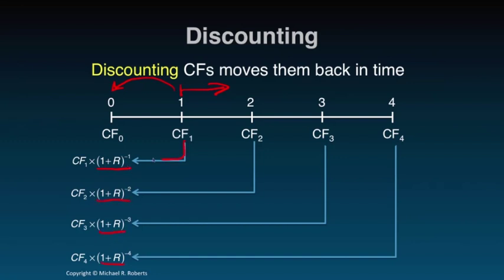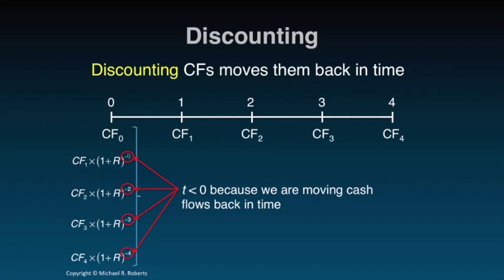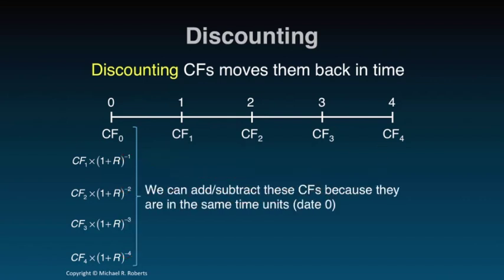So to move cash flow 1 back to period 0, I'm going to multiply by 1 plus r to the minus 1, because I'm moving it back in time, hence it's negative, 1 period, hence 1. And similarly for cash flows 2, 3, and 4. Again, notice that all of the exponents are negative because we're moving all of these cash flows back in time to today's units. Once I've discounted each cash flow back to today, I can add all of these numbers. They're all in the same time units, namely date 0 units.